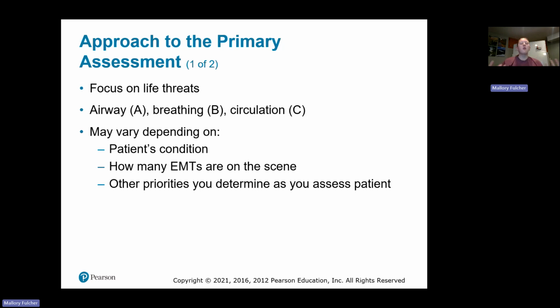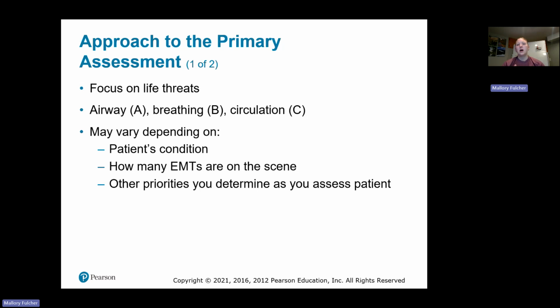So to start off our medical assessments, we've got our BSI, we've got our scene safety, we've got our mechanism of injury, nature of illness, we've got how many patients do we have, how many resources do we need, and does our patient need any sort of cervical spine attention? After that, we move on to our primary assessment.